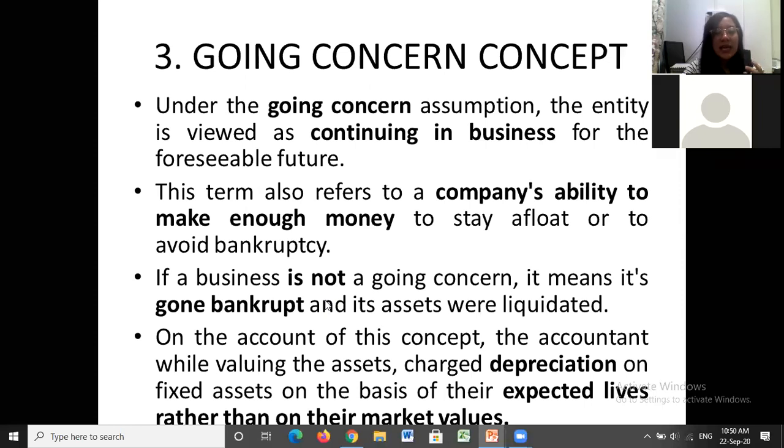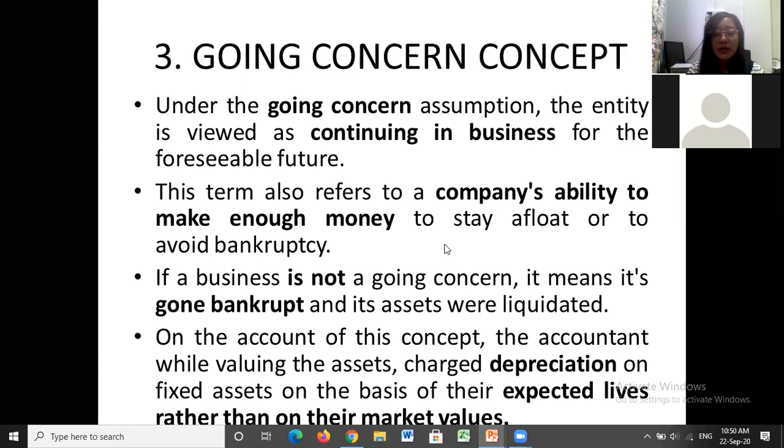When accountants say that a business is not a going concern, it means that a business has gone bankrupt and its assets were liquidated. So when accountants say a business is not a going concern anymore, it has gone bankrupt and its assets have been sold off.